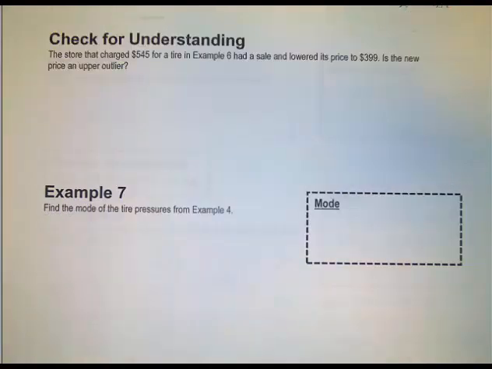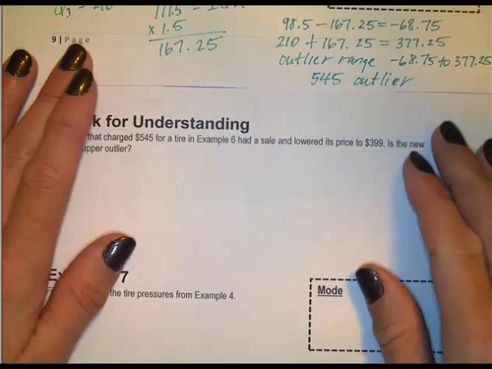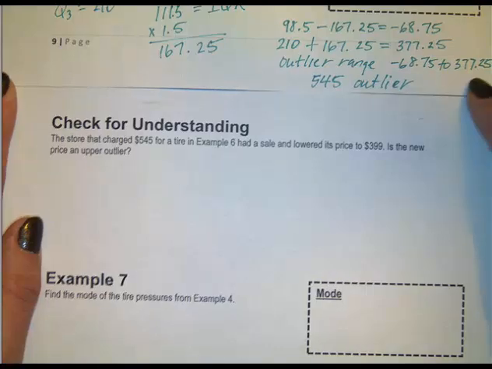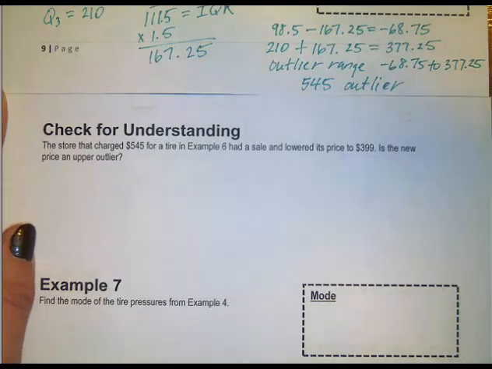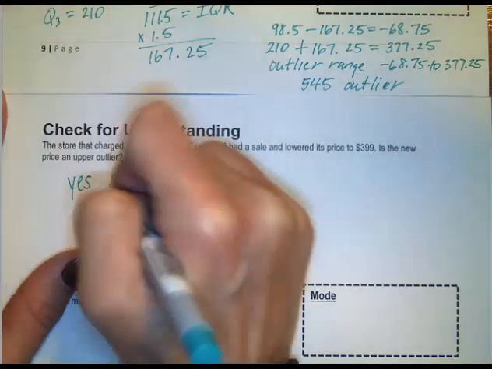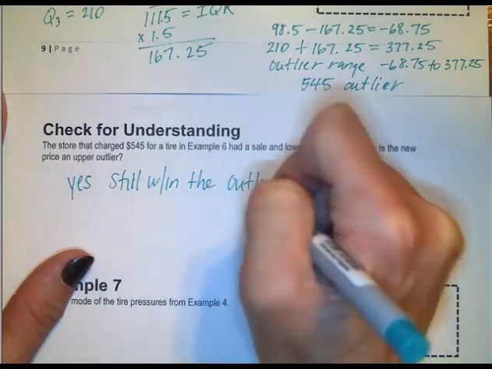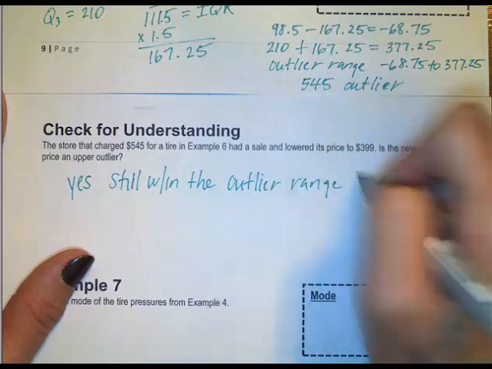So in the check for understanding, the store that charged $5.45 for a tire in example 6 had a sale and lowered its price to $3.99. Is the new price an upper outlier? And if we look at our math, $3.99 is still outside of that boundary or that range. So is the new price an upper outlier? Yes, it's still within the outlier range, or we could call it boundary.